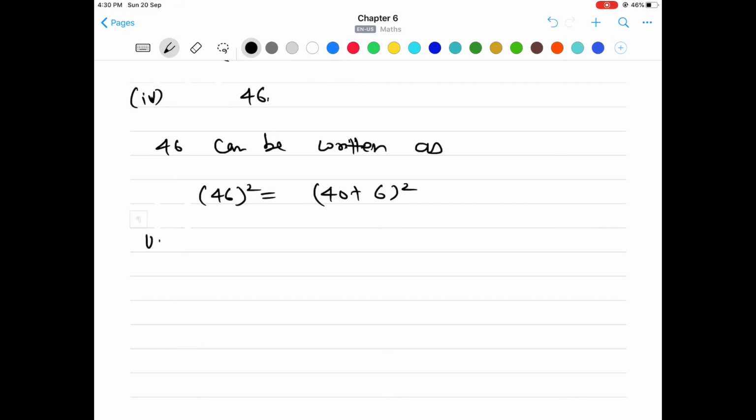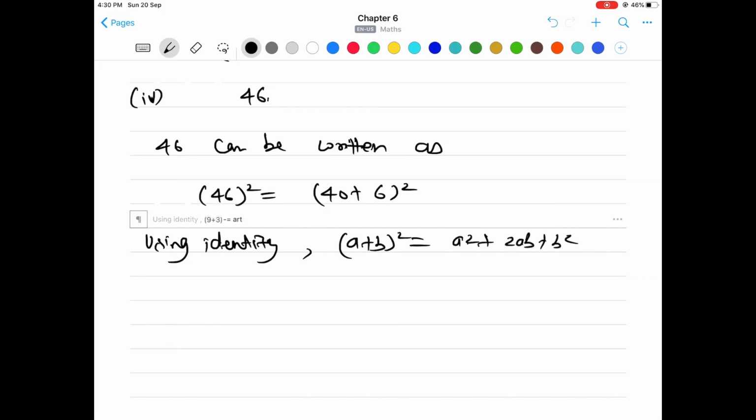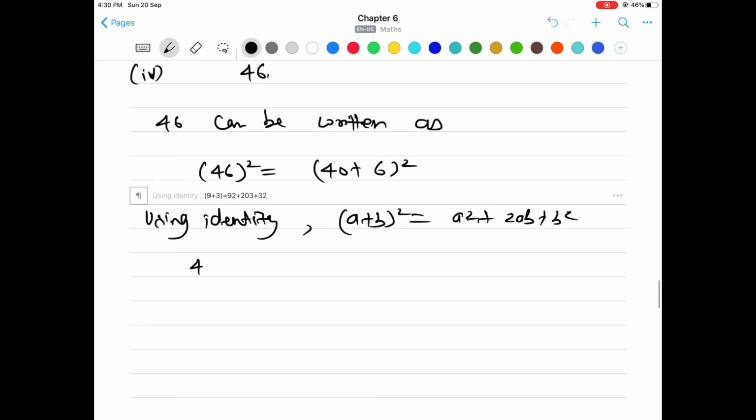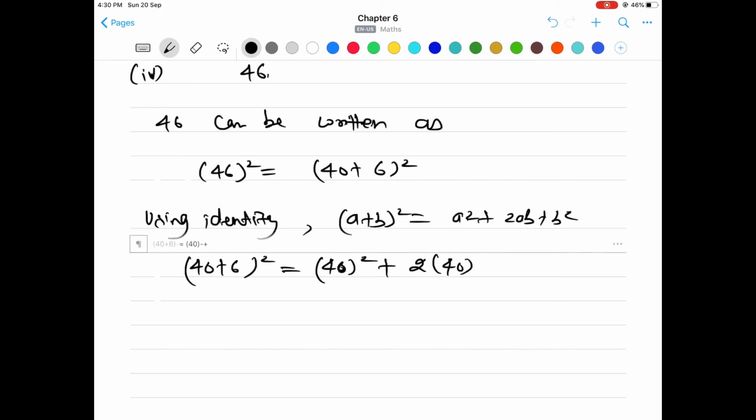Again using the identity, that identity is (a plus b) whole square equals a square plus 2ab plus b square. So that is (40 plus 6) whole square, which will be equal to a square, where a here is 40, plus 2ab, that means 2 into a, where a is 40 and b is 6, plus 6 square.